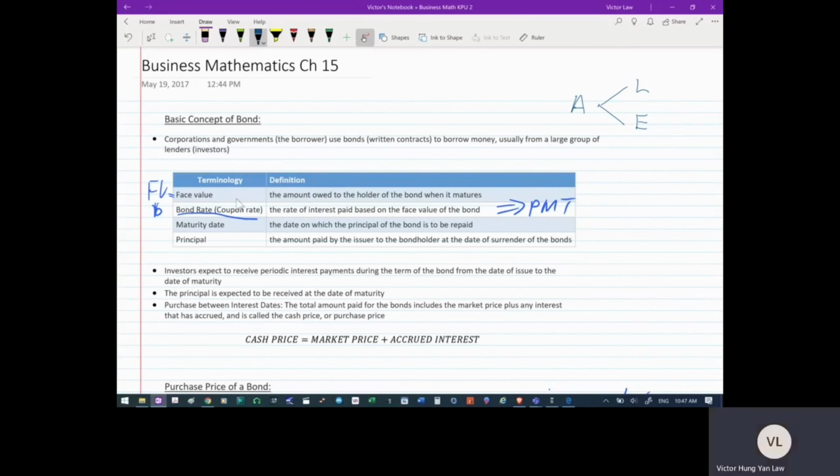We have the face value. Face value is the amount owed to the holder of the bond when it matures. That is similar to your future value. So in most cases, your face value will be your future value.